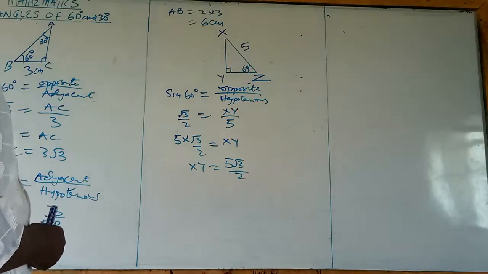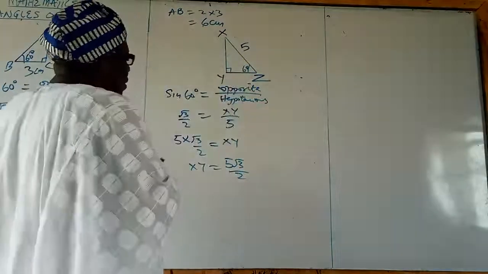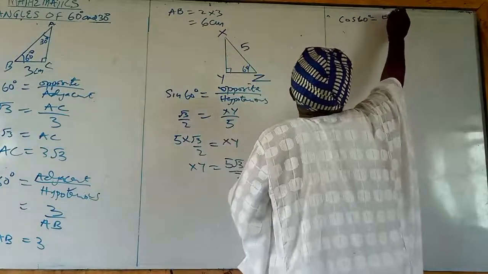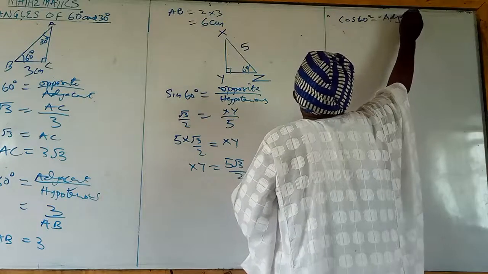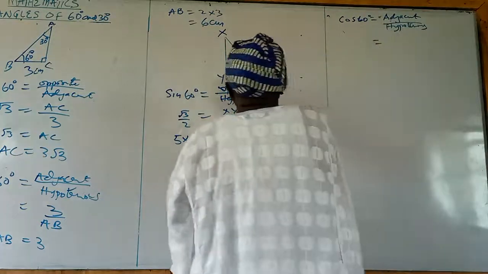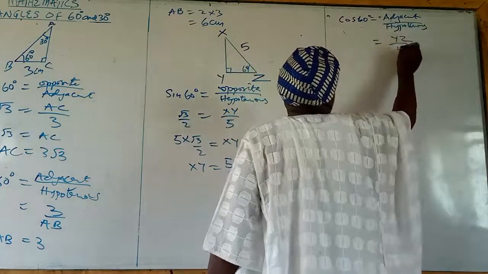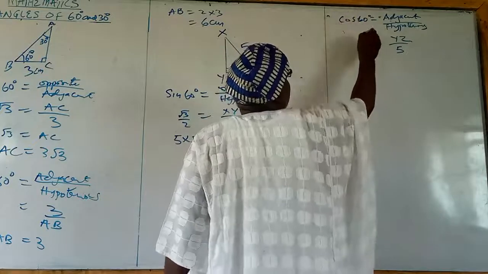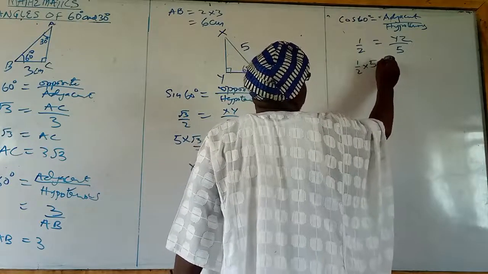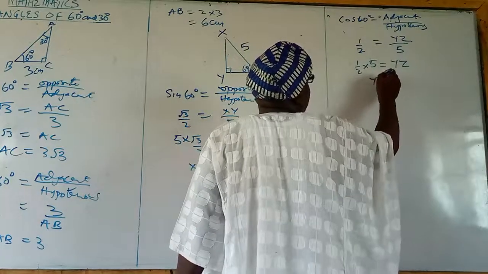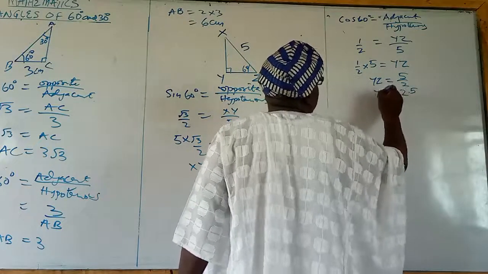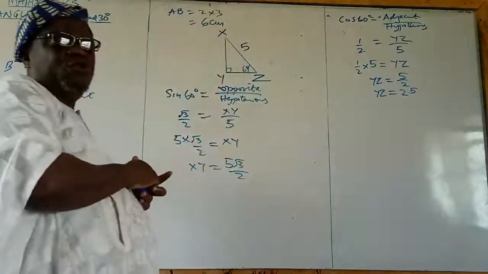Now for YZ, which is adjacent, we use cosine. Cosine 60 is adjacent over hypotenuse. So adjacent is YZ, hypotenuse is 5. So cosine 60 is 1 over 2. So 1 over 2 times 5 is equal to YZ. So YZ is equal to 5 over 2, which is 2.5.